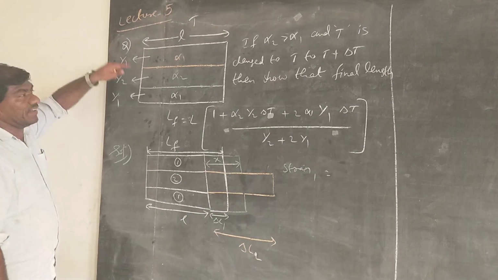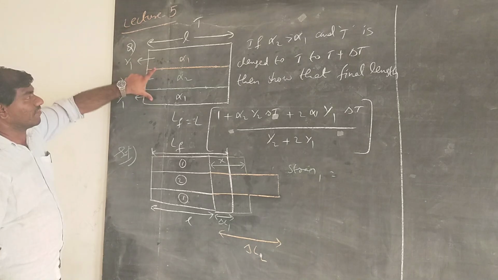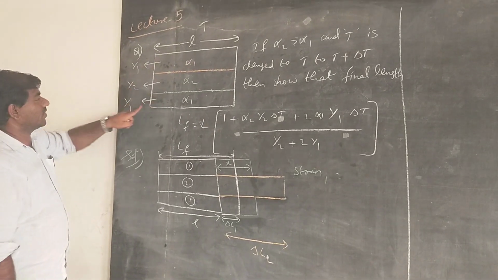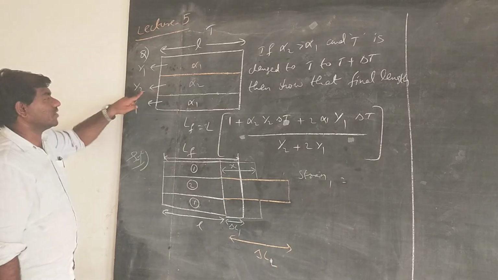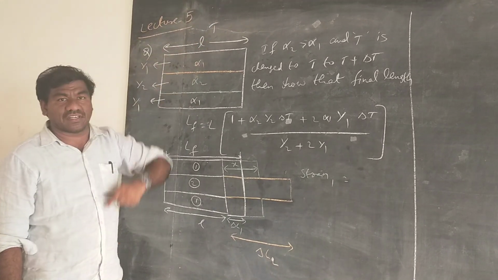So in lecture 5, we are having one more composite rod system like this. These both rods are having alpha 1, alpha 1. This is having alpha 2. Alpha 1 rod has Young's modulus Y1. This also having Young's modulus Y1. This is having Young's modulus Y2. This is the length L and it was at initial temperature T.